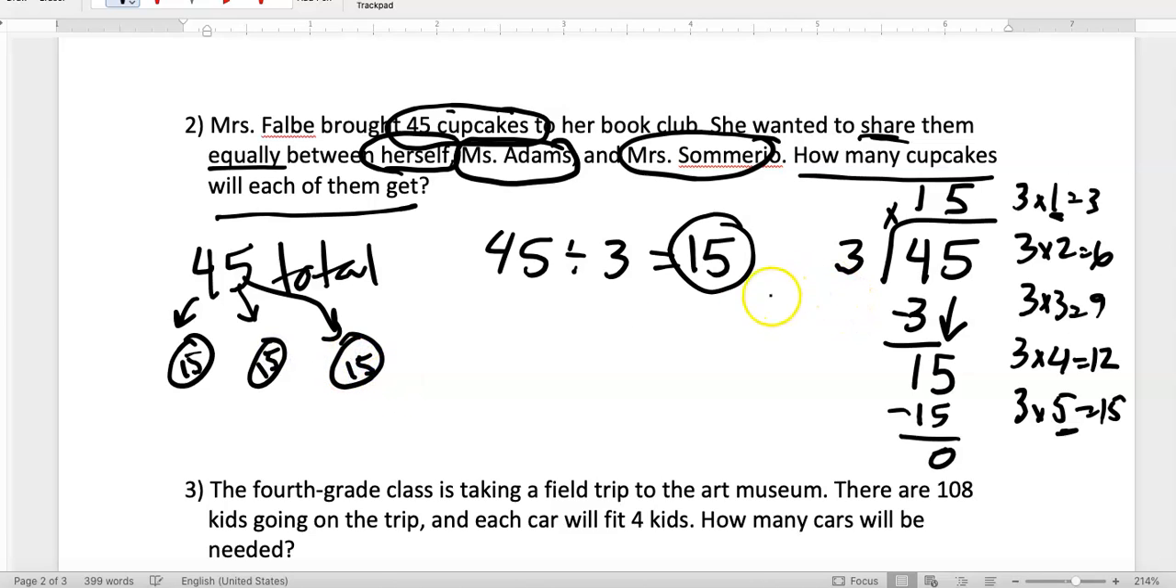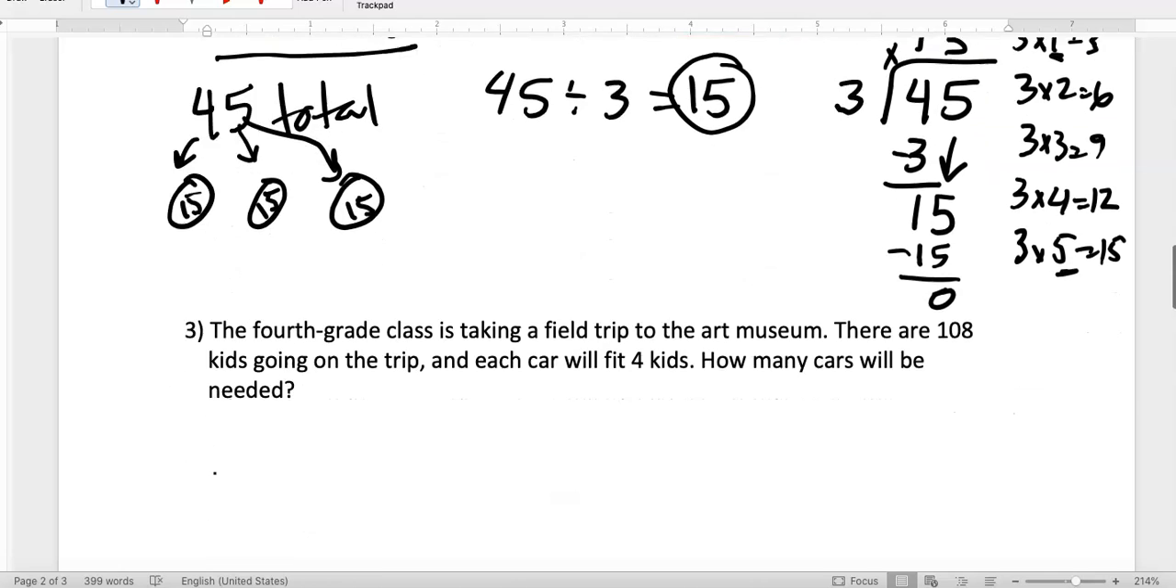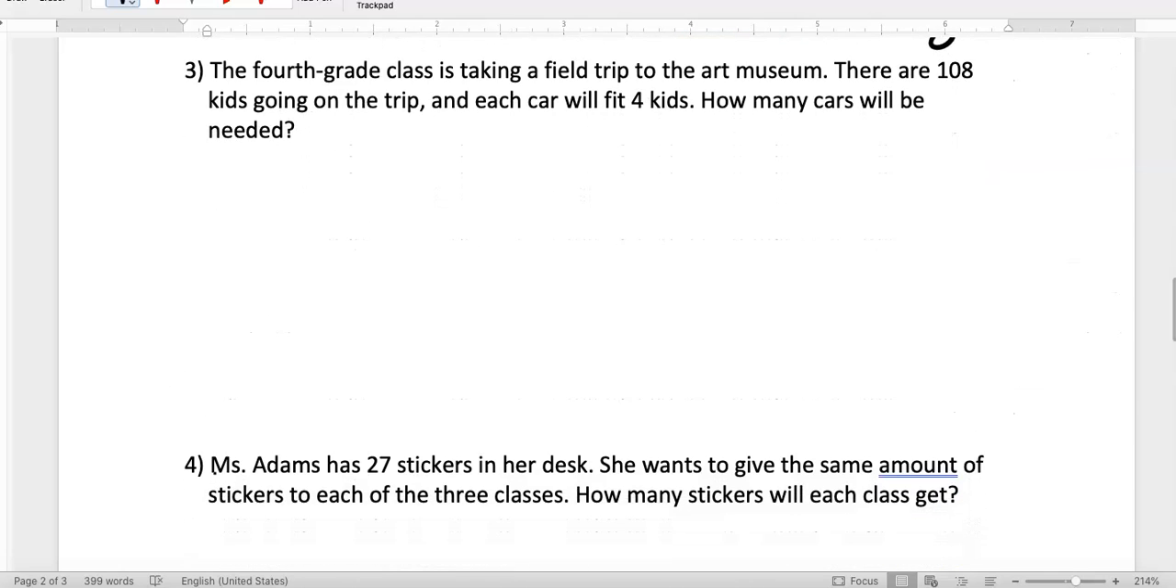I really would. So Miss Fabi had 45 cupcakes. She shared them equally to her friends, and we each got 15 cupcakes. Let's keep rolling to number 3.